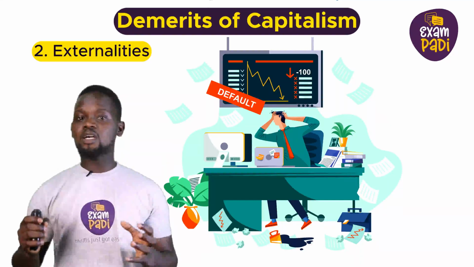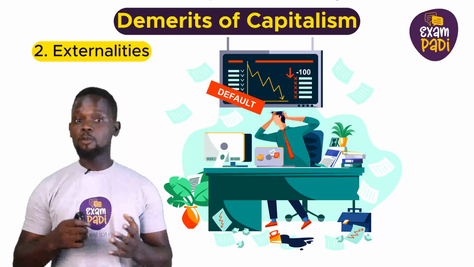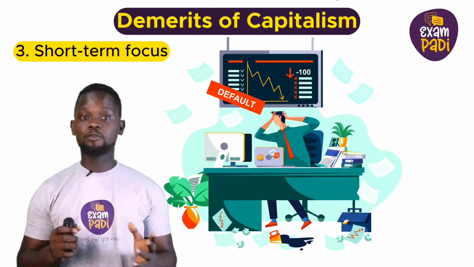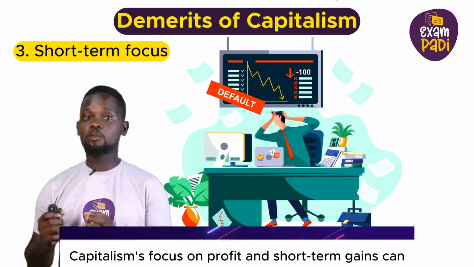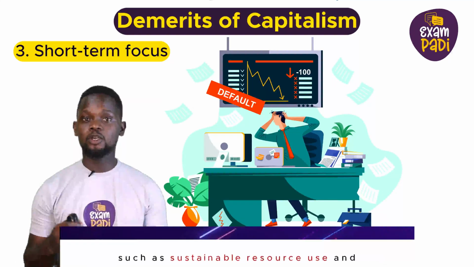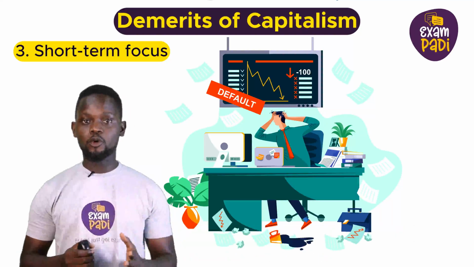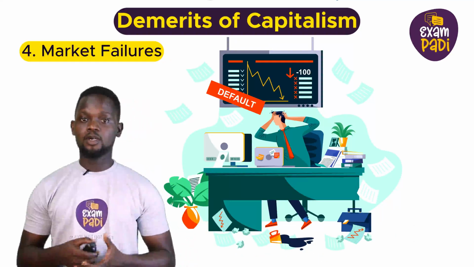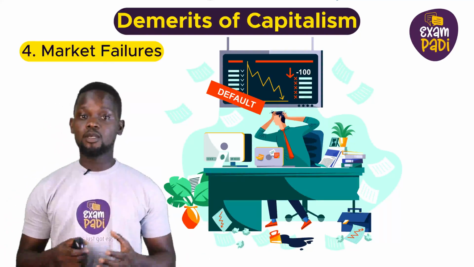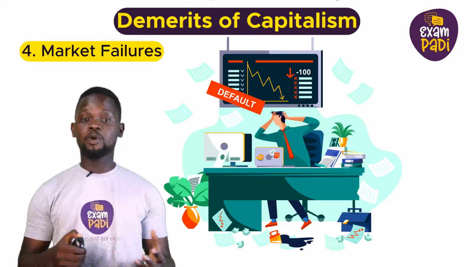2. Externalities. Capitalism does not always account for the externalities of economic activity, such as environmental damage, public health risk, and social costs. 3. Short-term focus. Capitalism's focus on profits and short-term gains can lead to a neglect of long-term considerations such as sustainable resource use and environmental conservation. 4. Market failures. Capitalism is susceptible to market failures such as monopolies, negative externalities, and public goods that are not provided efficiently by the market.